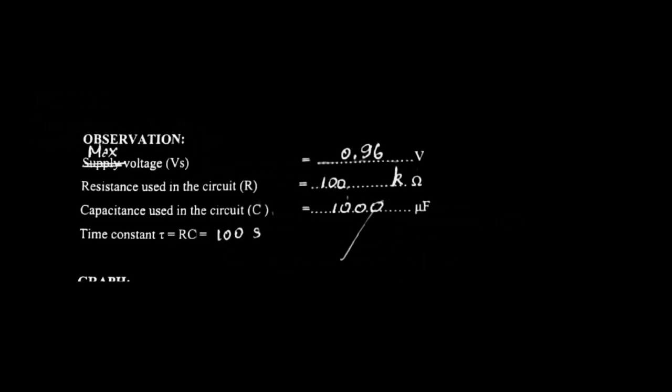Before we start connecting the circuit, there are a few things we have to note down: the maximum voltage of the source, or the supply voltage, which I had as 3 volts; the capacitance used in the circuit, which the lab attendant will tell us; and the resistance used in the circuit. It might even be written on the circuit component, so you have to find that out. Then we calculate the theoretical tau, which is R into C.